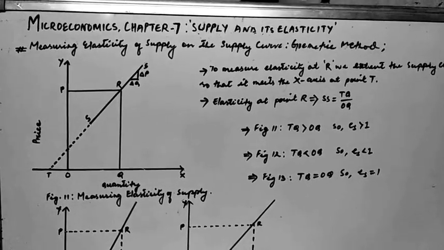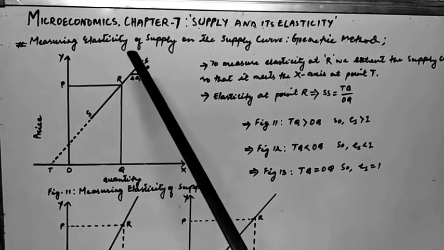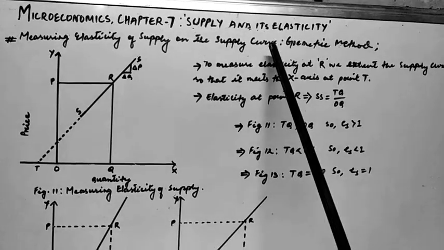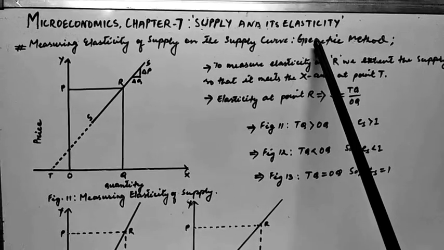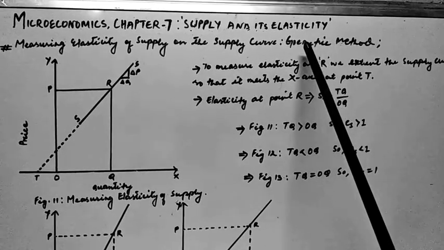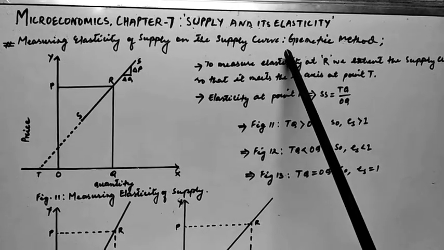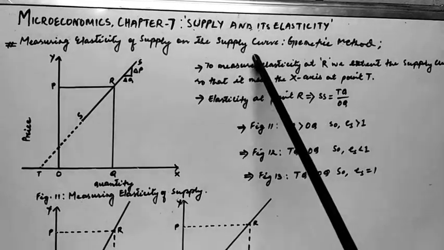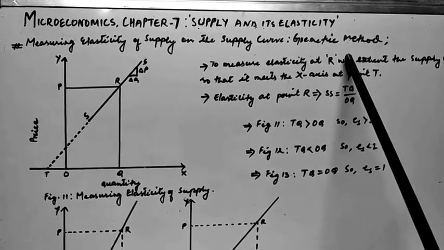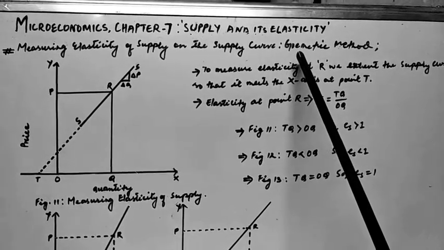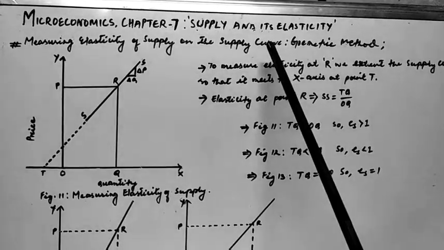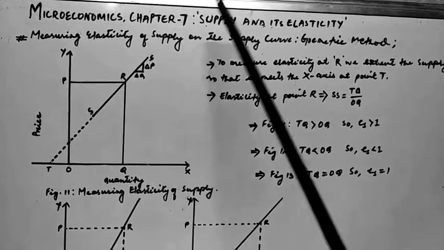So today we shall discuss the measurement of elasticity of supply on the supply curve through the geometric method. There are basically two methods that we use to measure the elasticity of supply. One is the geometric method and the other one is the percentage method. Now we shall discuss the geometric method of measuring the elasticity of supply.